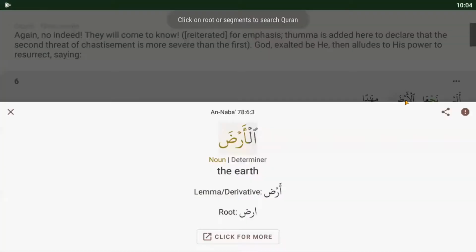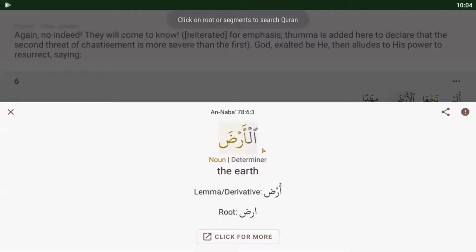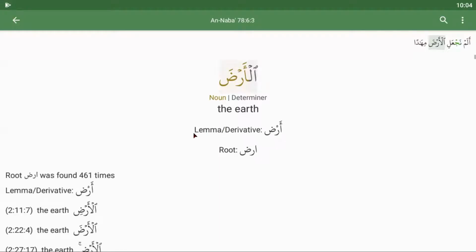Then we have ard. Ard means the earth, right? Al-arda. Why is it fatha? Because it is the object, al-arda. Ard also comes a lot in this place. And for us, it may not look like a great thing, I mean, this will not be a striking thing.